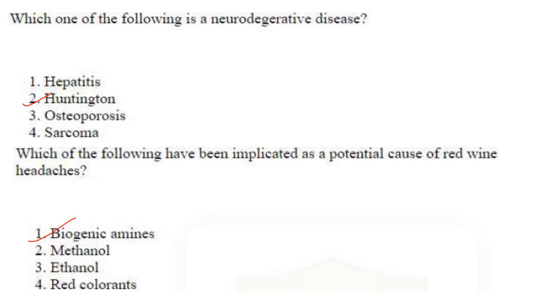Then next one. Which of the following have been implicated as a potential cause of red wine headaches? So once you consume red wine, some people get headaches. Now why is it so? So enzymatic action in the metabolism of phenols and polyphenols will cause fluctuations in the dopamine and serotonin levels, and this will cause headaches. Now dopamine and serotonin are called biogenic amines.